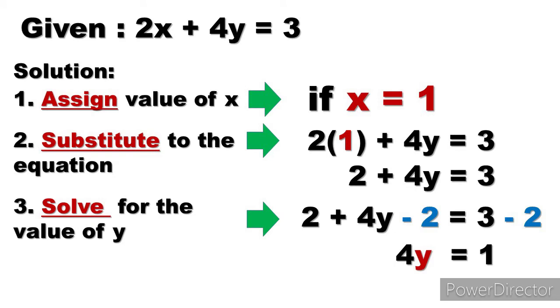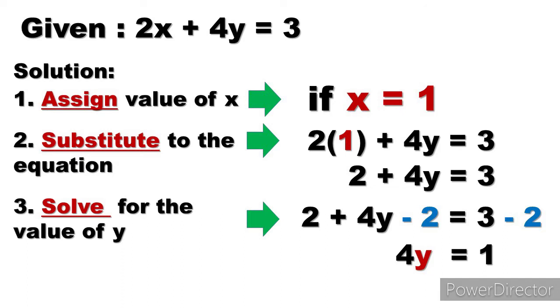Okay, our given is 2x plus 4y equals 3. And then we are going to find at least two ordered pairs from the given equation. Para makakuha tayo ng ordered pair sa equation, ang gagawin natin, mag-a-assign tayo ng value ng x. So sa example na 'to, ang pinili kong value ng x ay 1.